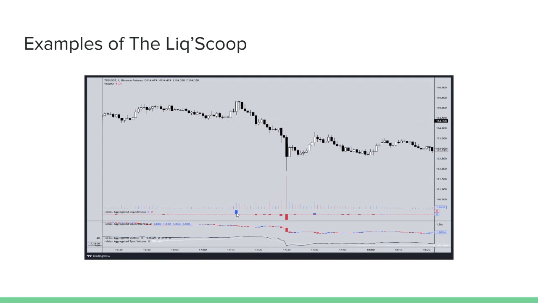For aggregated liquidations, you can see that the blue bars that tick to the top, those are a reflection of shorts being liquidated, so it's a little bit counterintuitive. And then the red bars going down are a reflection of longs being liquidated. Open interest, whenever you see a blue open interest bar, that is open interest increasing. And if you see a red open interest bar, that is a reflection of open interest decreasing. So for this example, we're really only paying attention to the red bars.